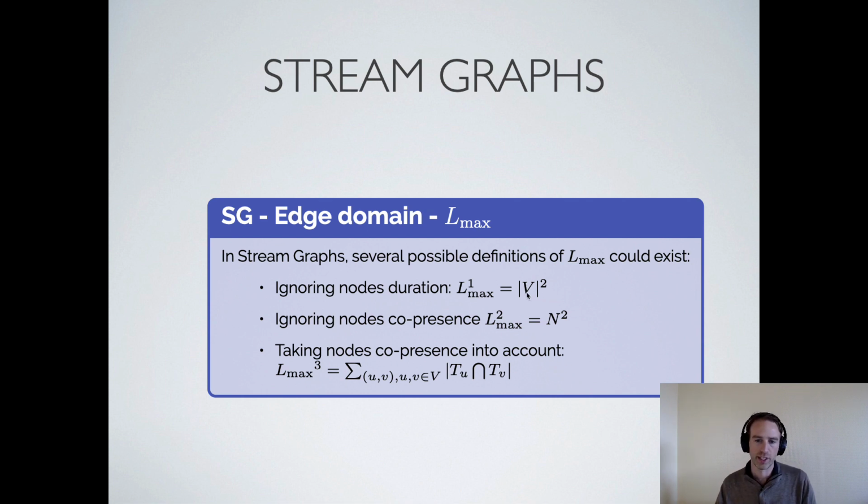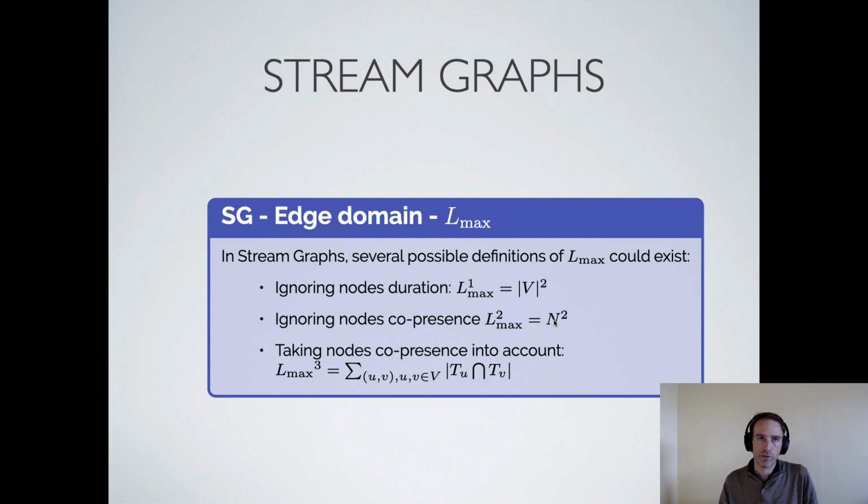I won't go into details here, but the idea is that if you have A, B, and C, and you ignore the fact that they are not present all the time, and you just consider that there could be at most a number of edges, which will be 3 squared. So 9.